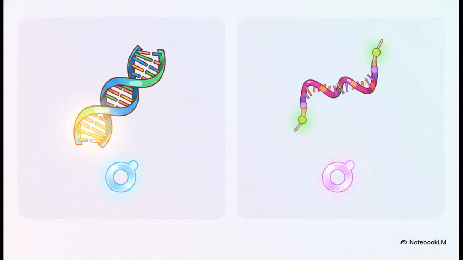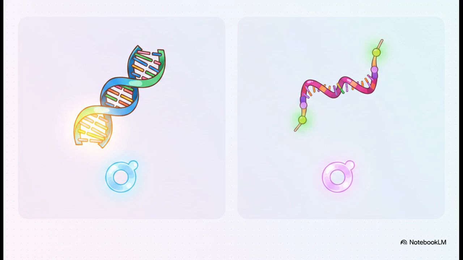Before we go further, we need to clearly contrast DNA with its close cousin RNA because exam setters love this comparison. There are two major chemical differences you need to know. First, the sugar. RNA contains ribose, which has an extra hydroxyl group at the 2' position. DNA contains deoxyribose, which literally means it's missing that oxygen. Second, the bases. While both share adenine, guanine, and cytosine, DNA exclusively uses thymine, whereas RNA uses uracil.